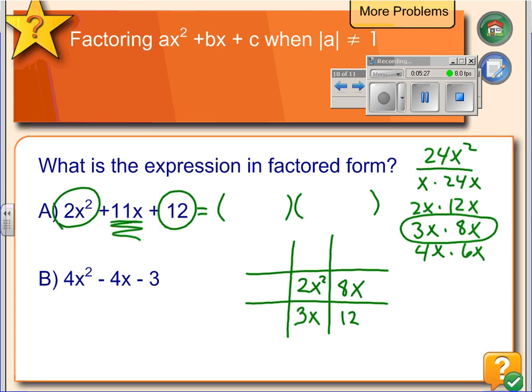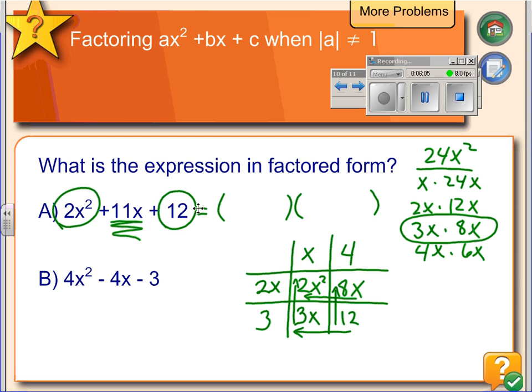Those two boxes can be switched. You can put the 3 on the top and the 8 on the bottom. It doesn't matter, but the 3 and the 8 will go in those two boxes. Once you have the numbers in the boxes, then you will factor out a GCF for each row and each column. So going across this row, the GCF for 3x and 12 would be 3. Across this row, the GCF of 2x squared and 8x is 2x. And then we'll do the columns. The GCF for this column is just x, and the GCF for this column is 4.